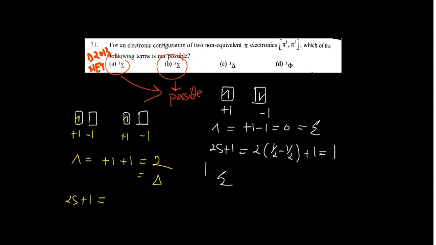Okay, and when this happens, both are the plus halves, then you can simply write 2 multiplied by half plus half plus 1, that is equal to 3. So the term symbol would be delta 3. So delta 3 is also possible. So this is also possible. So you are left with this one. Obviously D is not possible, so the correct option is D.